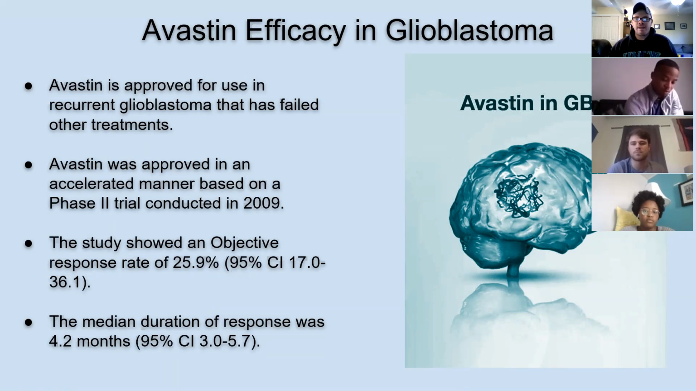So in 2009, they had this phase 2 trial testing Avastin with chemo versus Avastin alone, trying to see if there was tumor shrinkage and how long the shrinkage lasted before the tumor started growing again. In the phase 2 trial, they actually saw about 25.9% of people having a reduction in the size of their tumor or a halting in its growth with Avastin with chemo versus Avastin alone.